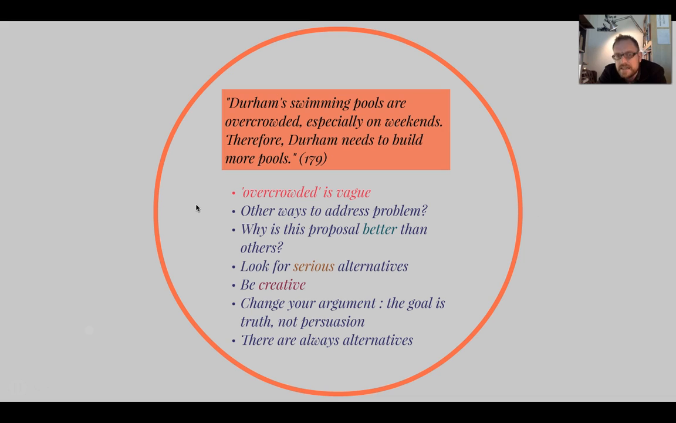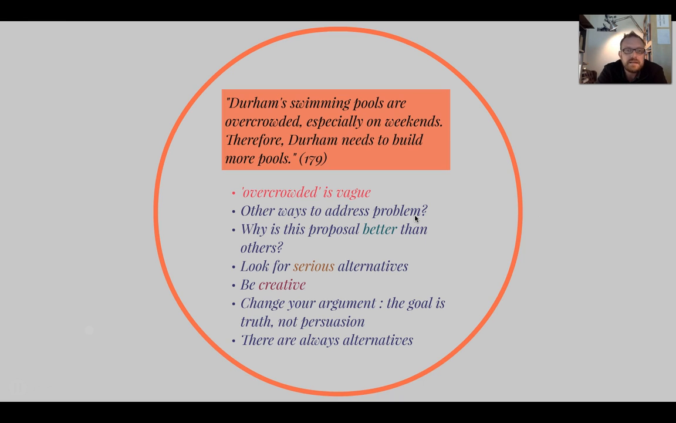Now you can see here a couple of objections might arise. For instance, overcrowded looks vague. What exactly does overcrowding mean? Clearly overcrowding is a problem, but there may be different ways of addressing the problem. So not only do we recognize there's vagueness here, but there are potentially other ways to address the problem. For instance, perhaps we don't know enough information about how Durham swimming pools are operated.